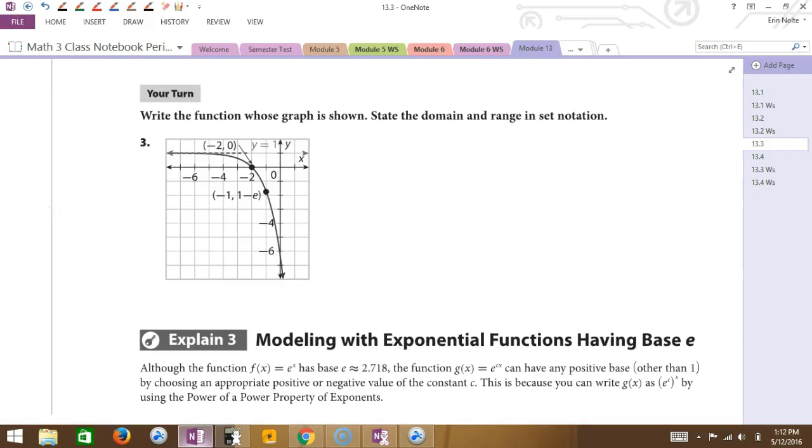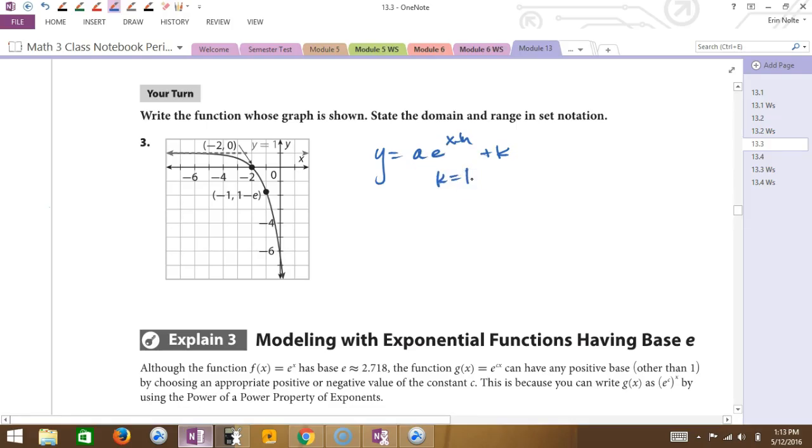In this scenario, we know that we have the basic parent function y equals a times e to the x minus h plus k. Looking at the graph, what do you know? The k is 1, right? You see the horizontal asymptote that is moved up 1. The k is 1, that's for sure.